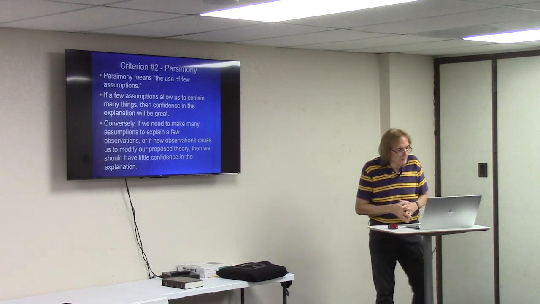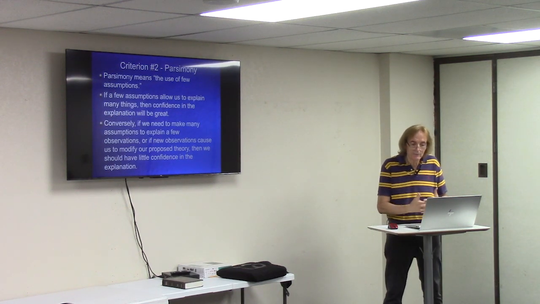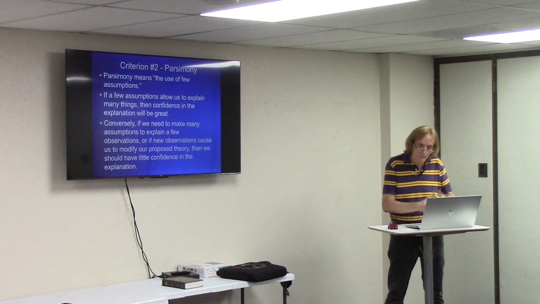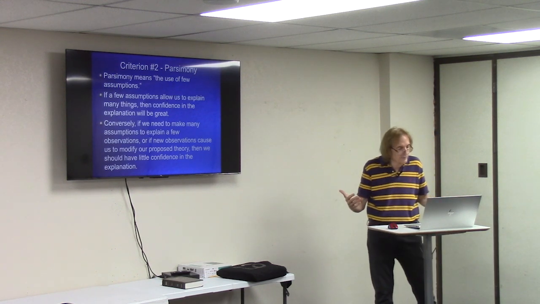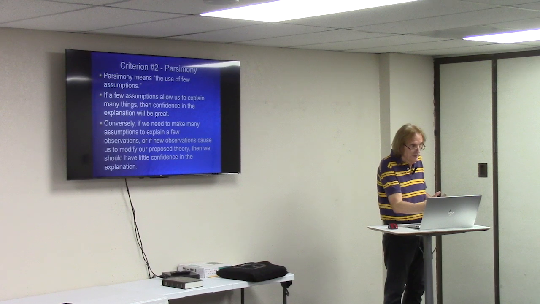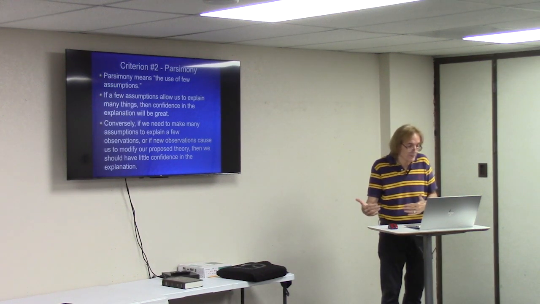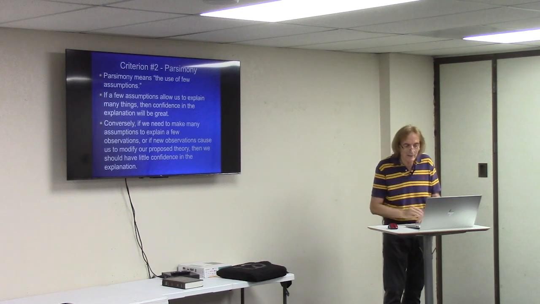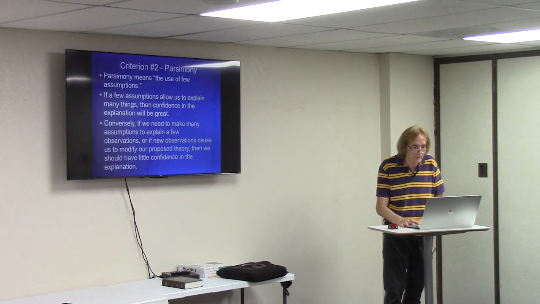Secondly, we want to use something called parsimony, which basically means the use of few assumptions. You want to use as few assumptions as reasonably possible to explain a lot of things. And when you have that, your confidence in your explanation is great. But if we need to make a lot of assumptions to explain a few observations, or if new observations cause us to modify our theory, then we don't really have very much confidence in the explanation.